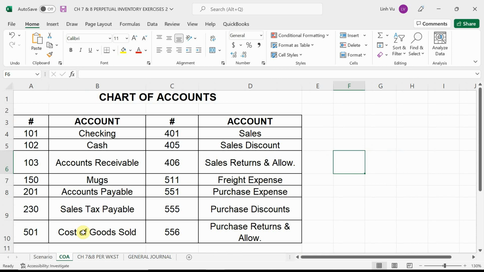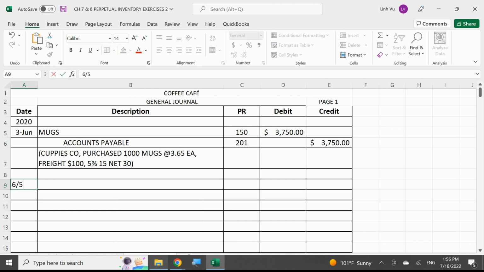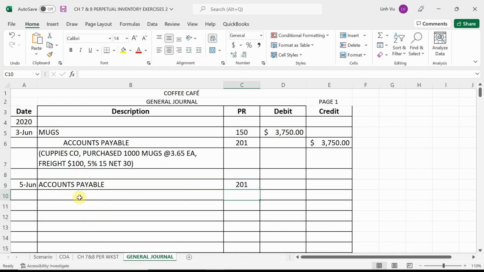Yes. In this case, I'm actually returning the product, because I don't have all 1,000 items. I only have 950. I have to subtract the 50 mugs that were broken and get a refund for it. Because I never paid Cuppies Co., it's going to reduce my accounts payable, because I haven't paid them yet. They can't give me money back if I haven't paid for something, so it's going to reduce the amount that I owe.